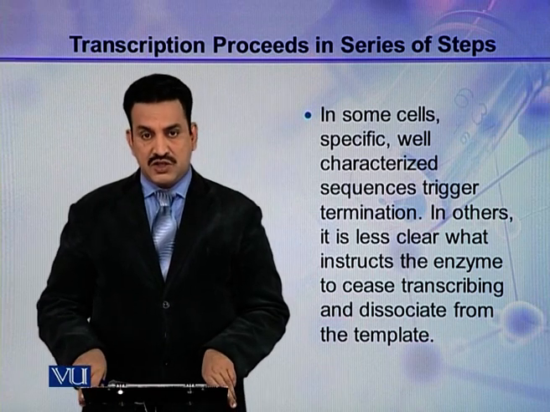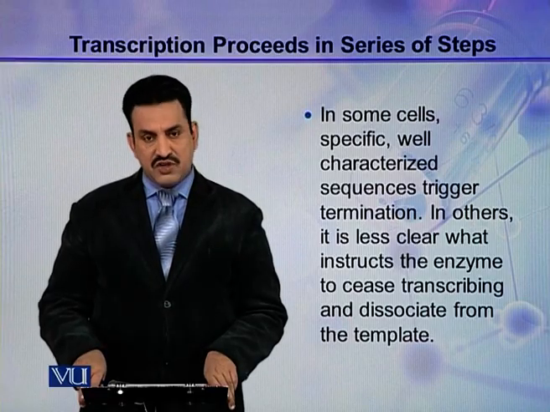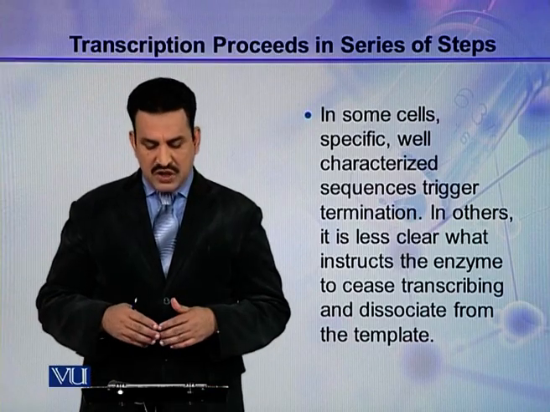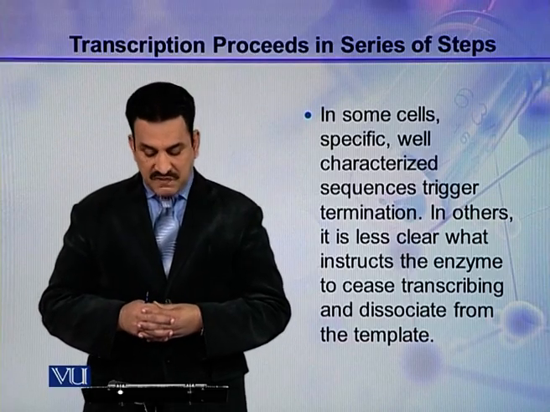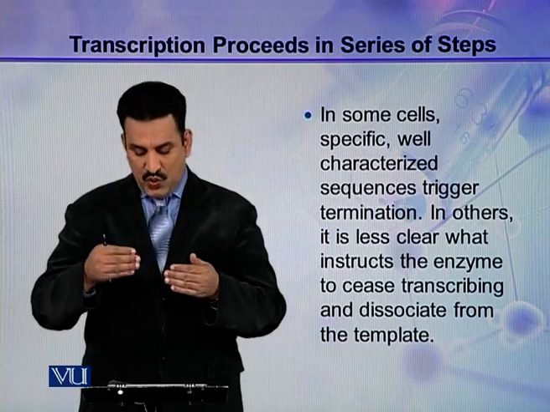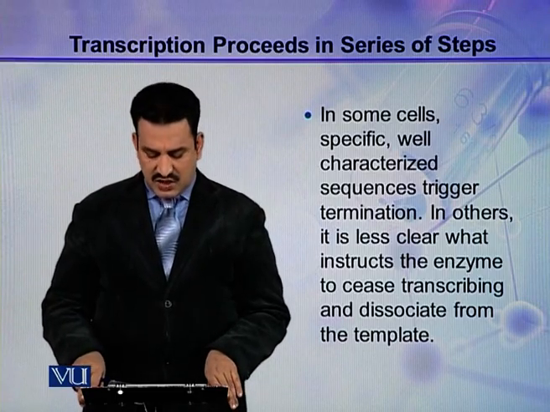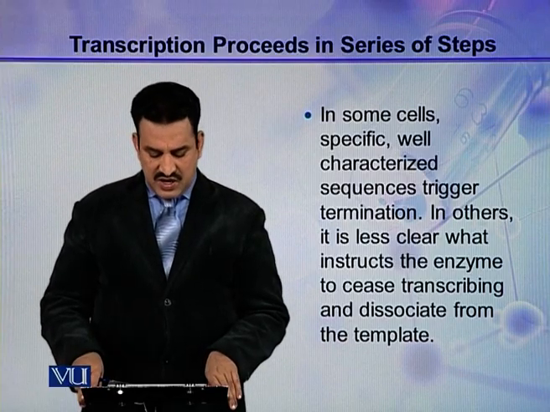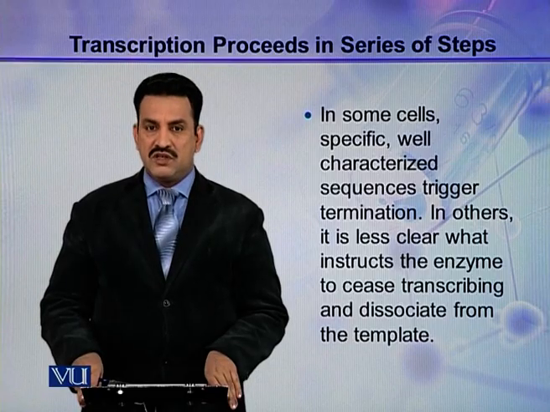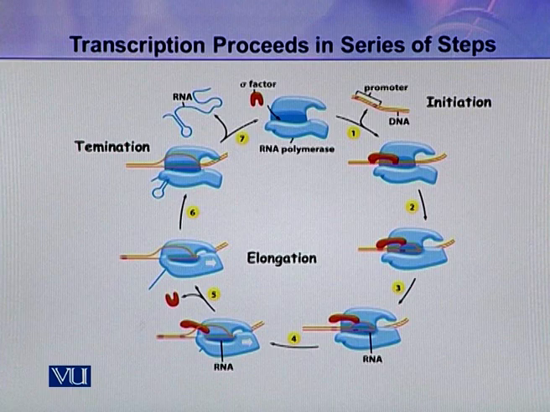In some cells, specific, well characterized sequences trigger termination. So this termination is brought about through some specific, well characterized sequences in the DNA. In others, it is less clear what instructs the enzyme to cease transcribing and dissociate from the template. It is unclear. So in this figure, you can see all the three phases.